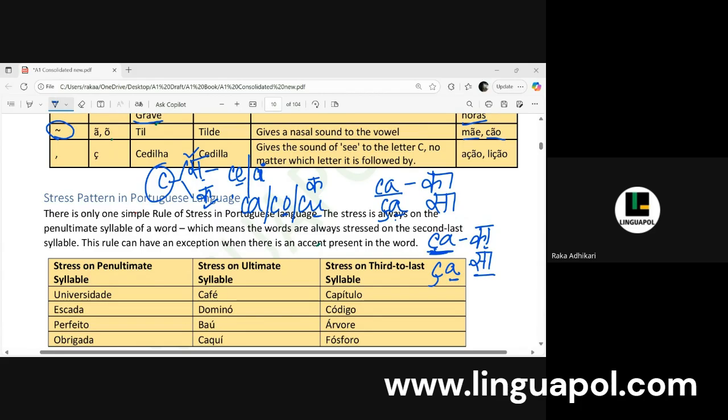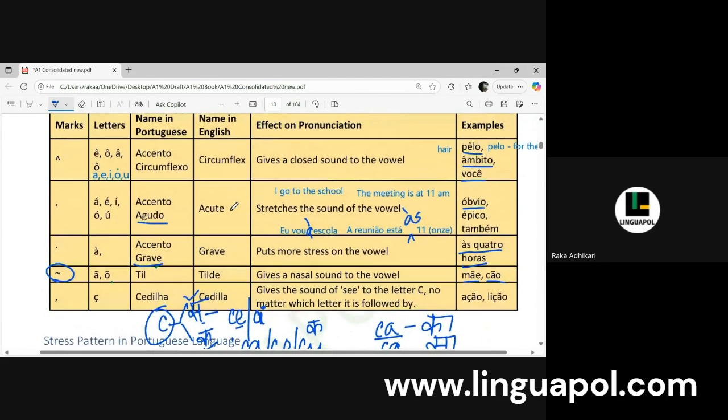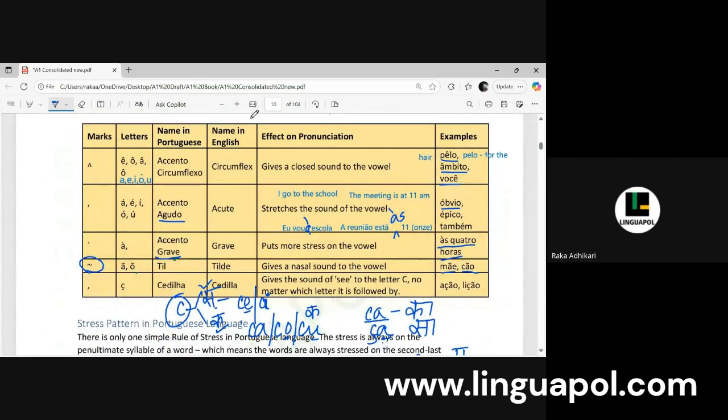So these are our 5 accents that you need to remember in Portuguese. I want you to revise these accents and their effect on pronunciation. Try pronouncing these words as homework. There's no separate homework for you. You just need to be careful and review all the accents that we have learned and practice the sounds.